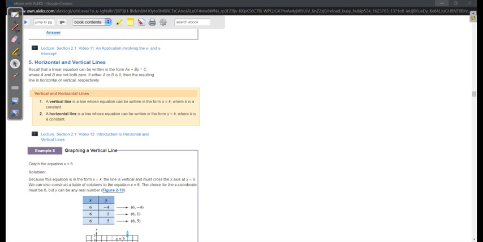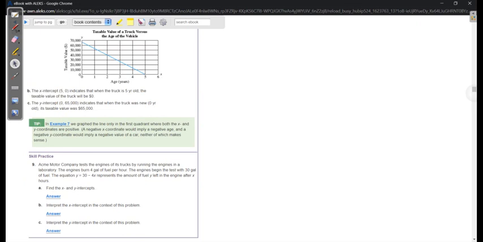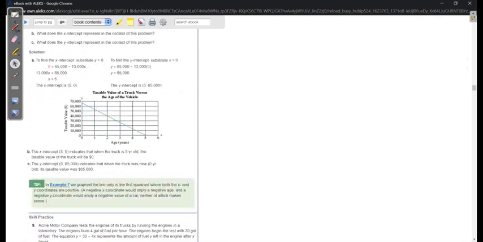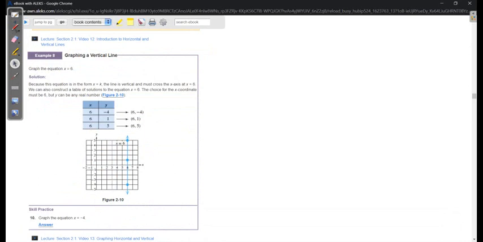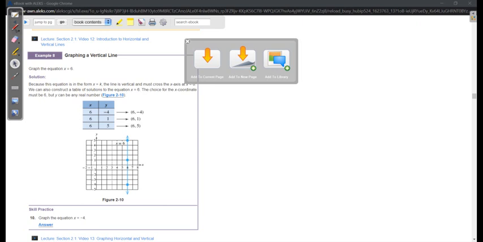So the definition here: a vertical line is a line whose equation can be written in the form x is equal to k, where k is a constant. A horizontal line is a line whose equation can be written in the form y is equal to k, where k is a constant. In this particular example, let's go ahead and grab the graph of it. We honestly don't even need a table here because from the definition we can see that this is indeed just a vertical line.